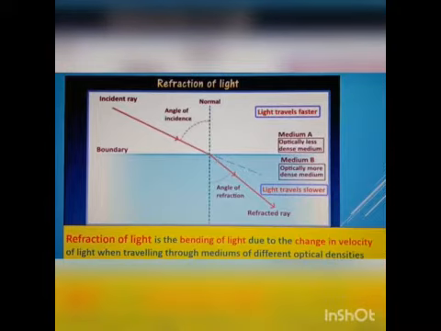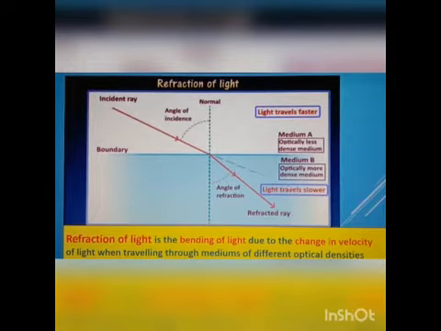But now there is change in density. So this is the denser medium. So you can see the light ray bends. In this case, the light ray bends towards the normal. This light ray we call the refracted ray, and the angle between the normal line and the refracted ray is the angle of refraction.